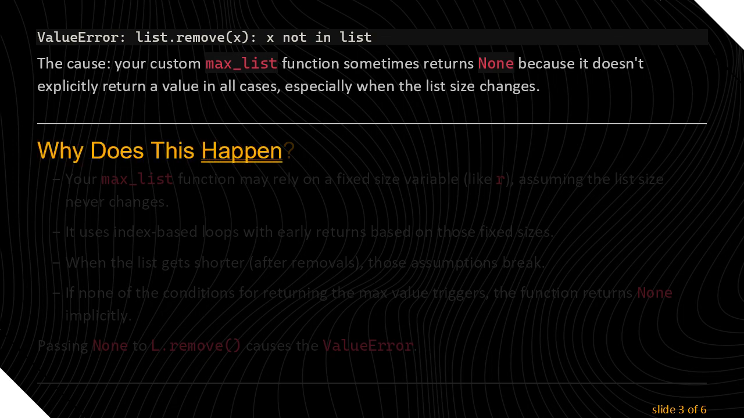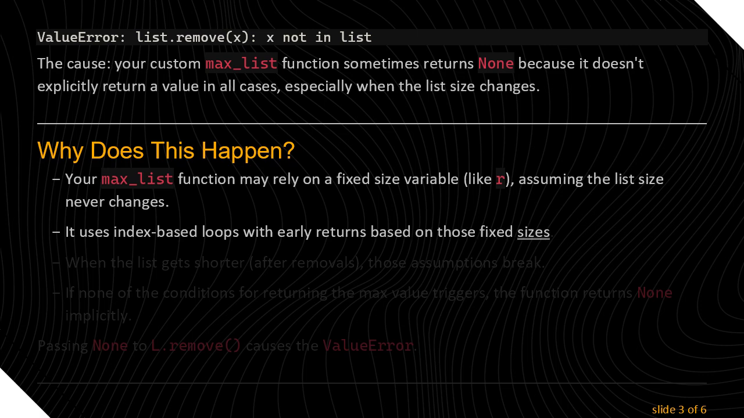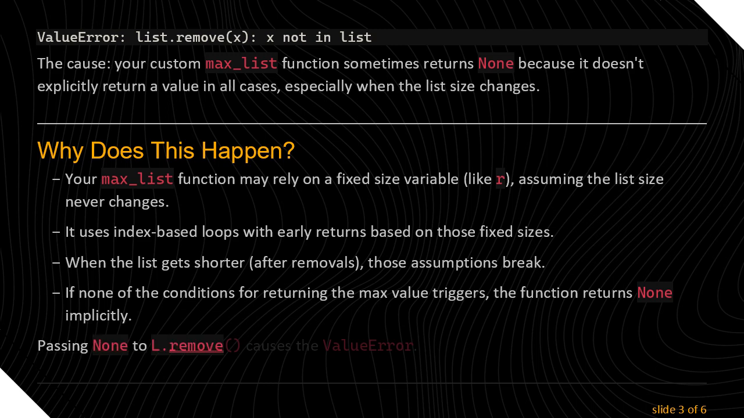Why does this happen? Your max_list function may rely on a fixed size variable, like r, assuming the list size never changes. It uses index-based loops with early returns based on those fixed sizes. When the list gets shorter after removals, those assumptions break. If none of the conditions for returning the max value triggers, the function returns None implicitly. Passing None to L.remove causes the ValueError.